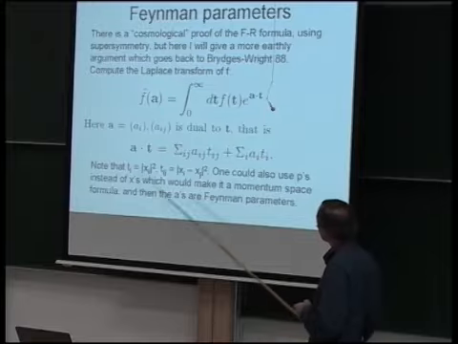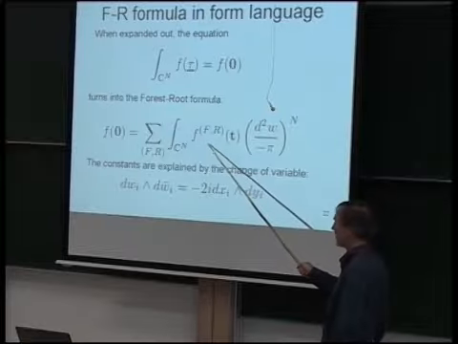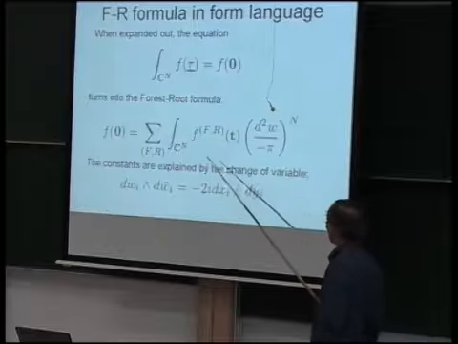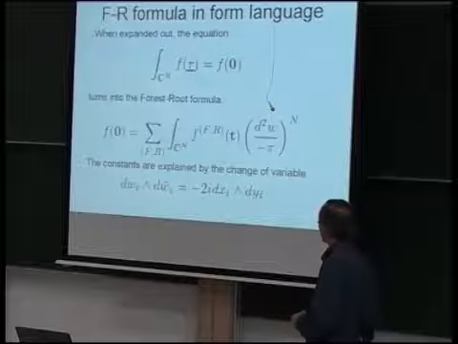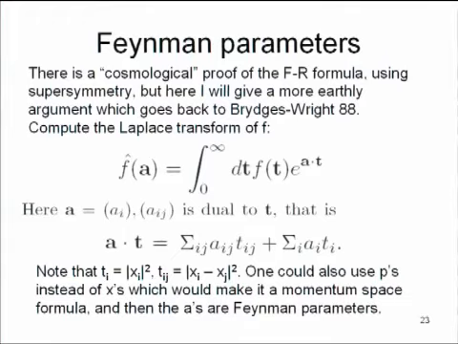Okay, so if you try to go and do an inductive proof of this, I say, good luck. I don't think it's going to happen, but you're welcome to try. There are a couple of different proofs of this formula. There's a cosmological proof using David Brydges' term, which involves supersymmetry arguments. But here in this conference, I think it's best to use a more earthly argument, which goes back to Brydges and Wright, 88, by working with Laplace transforms.